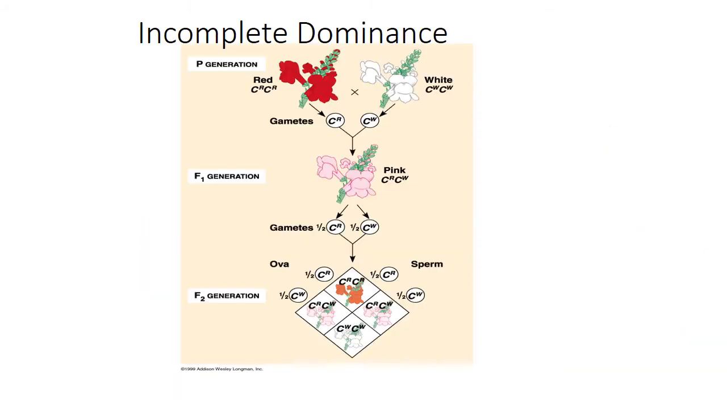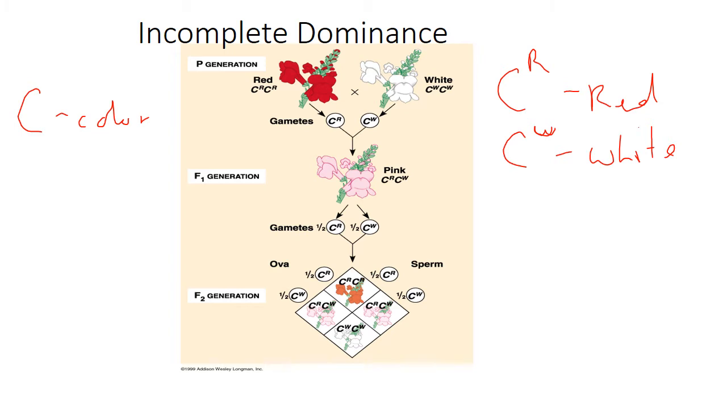Now for this example, what they decided to use was superscripts. So they said C for color, and they said C with a big R is going to be a red phenotype. C with a W is going to give us a white phenotype. And so red plus white gives us a pink phenotype. And so then what we did was we crossed two pink flowers, and we got one red, two pink, and one white flower. So that's our phenotypic ratio.